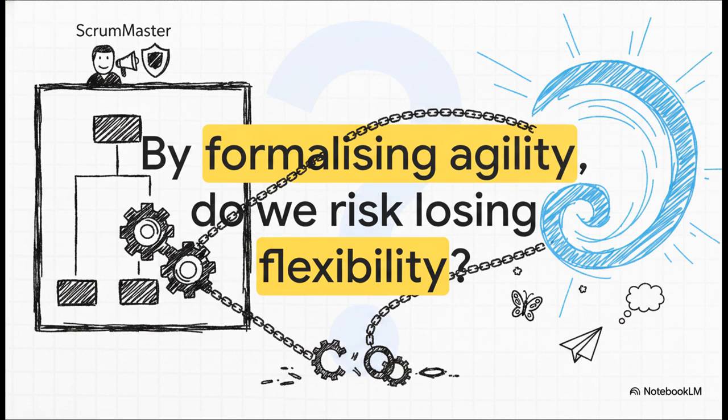Before you pack up, I want to leave you with a provocative thought to chew on. By formalizing agility to satisfy corporate managers, creating strict roles like Scrum Masters and enforcing rigid sprint rules, do we risk losing the very flexibility that made Agile software development so revolutionary in the first place? Think critically about this paradox of structured agility as you review your notes today.